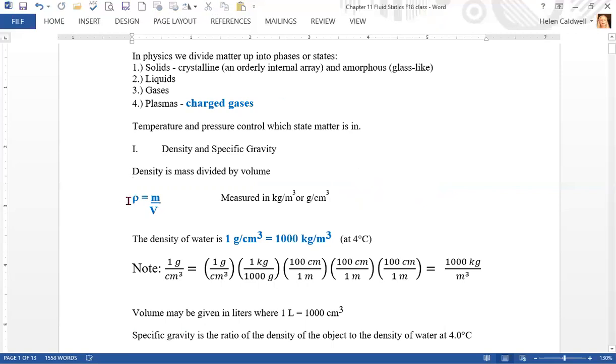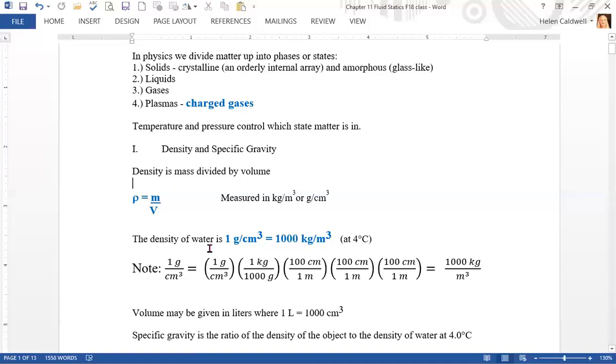So density is mass divided by volume, little rho, little m, capital V. Density is measured in kilograms per cubic meter if you've got MKS units, or grams per cubic centimeter for CGS units. The density of water is 1 gram per cubic centimeter, and that's the same as 1,000 kilograms per cubic meter. You need to know this number. You need to know this, just like you need to know that little g is 9.8 meters per second squared.